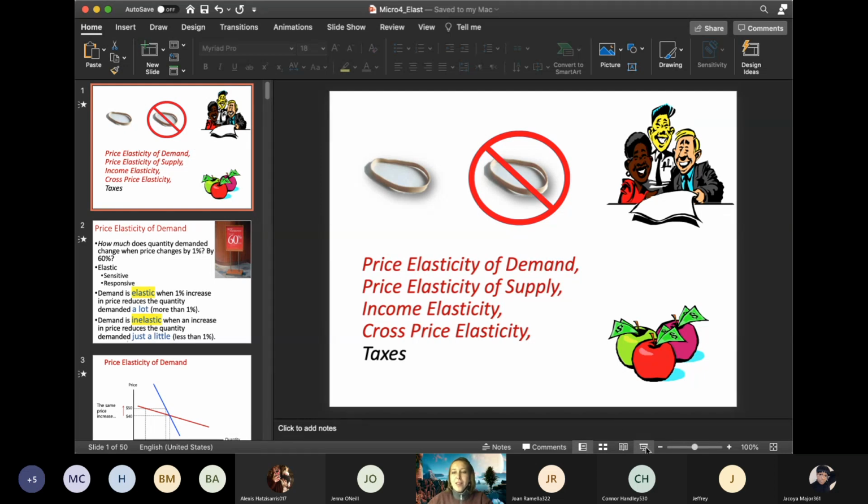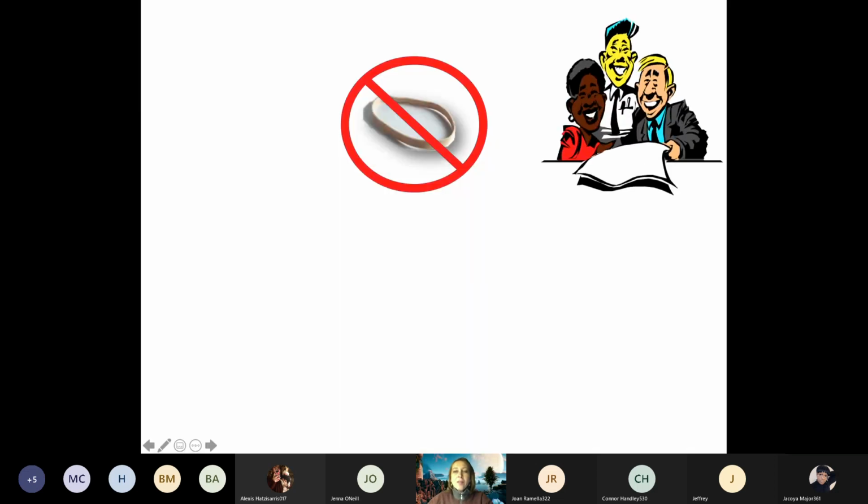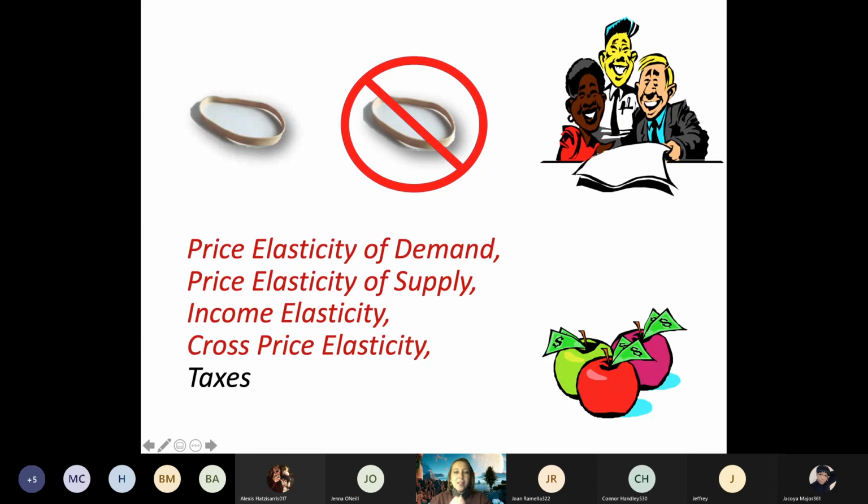Okay. So today we're talking about elasticities and taxes and how elasticities are connected to taxes. And believe it or not, we're talking about elastic bands, stretching and non-stretching, right?